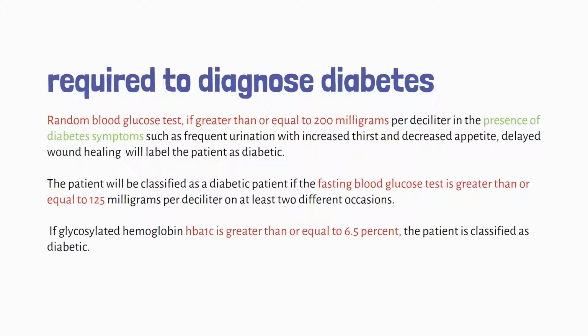Or, if the fasting blood glucose test is greater than or equal to 125 milligrams per deciliter on at least 2 different occasions, or HbA1c is greater than or equal to 6.5%, the patient is classified as diabetic.